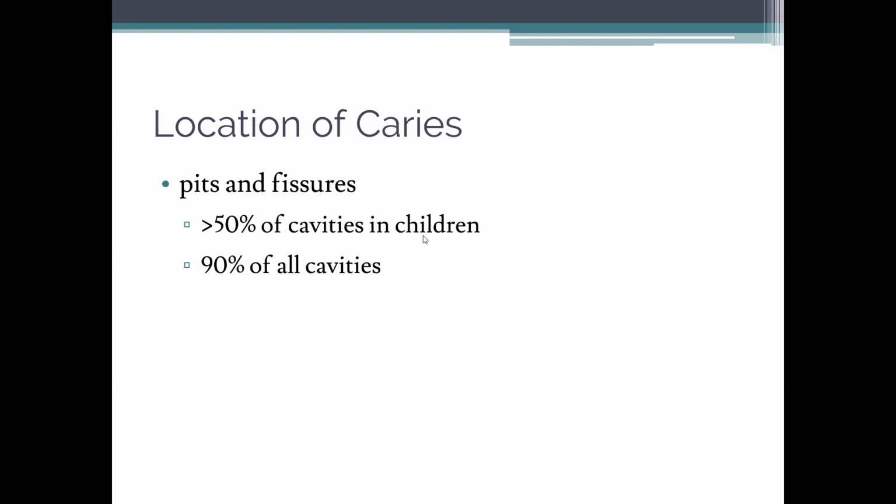Molars have more cavities. Why? More grooves, okay? When you look at cavities, 90% occur in the pits and fissures, okay? And about 50% of the cavities in children are on the pits and fissures. So that's where the primary location is.